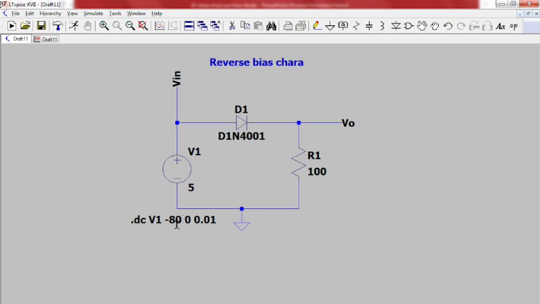Now we can say that this circuit is in reverse bias. That means a negative 80 volt is being applied to the diode, so this diode is in reverse bias condition. No other changes are required. You can just click on run.